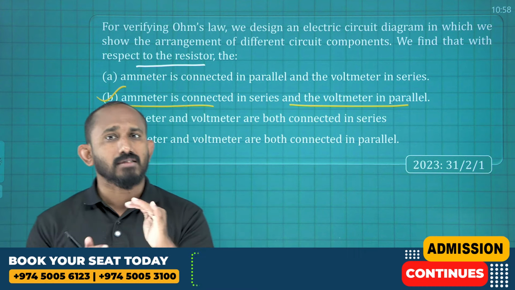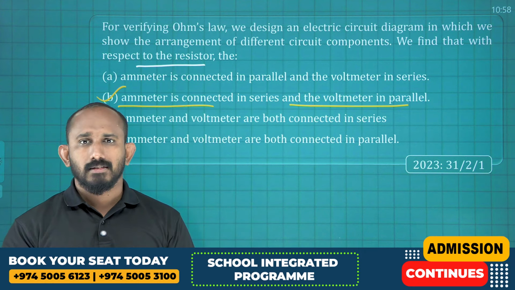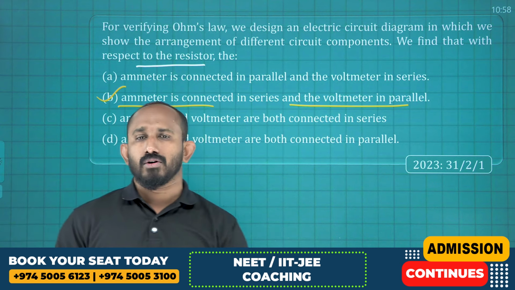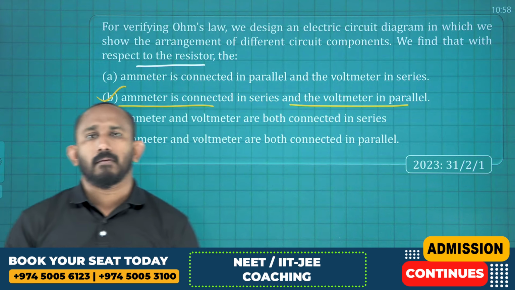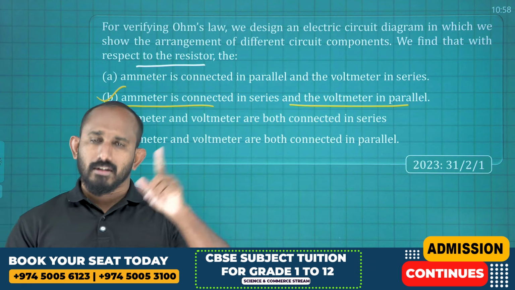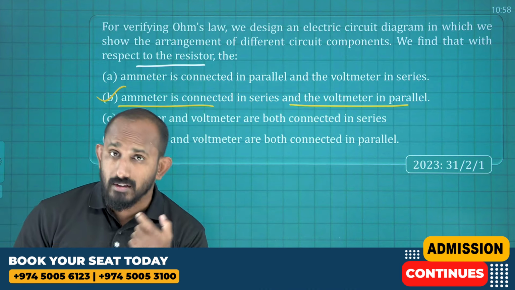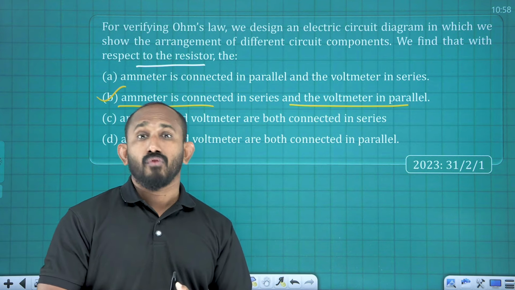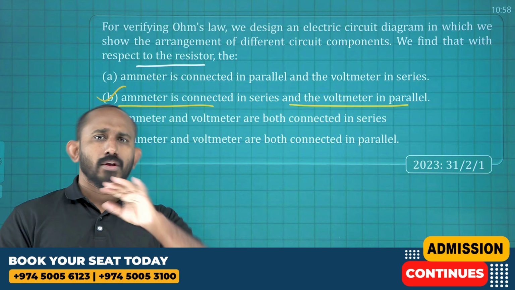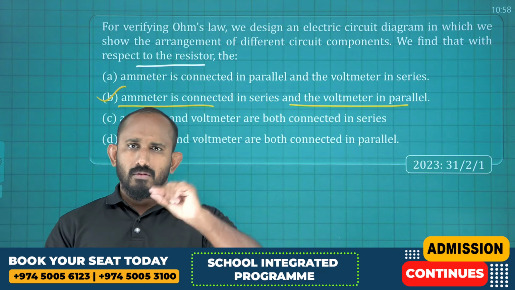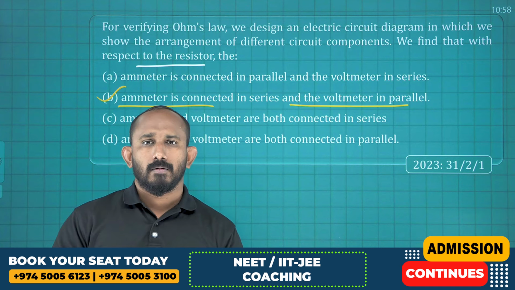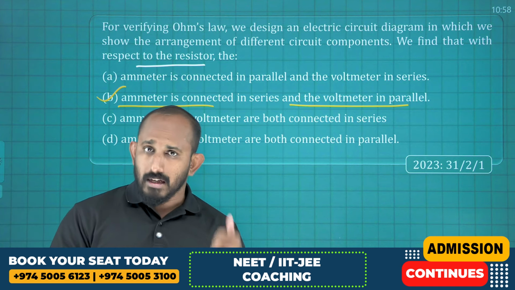The voltmeter is a high resistance device. Hence, if it is connected in series, the net resistance increases and the least current will pass through. Hence, it is connected in parallel. So why are they connected in series and parallel? If anybody has doubts, it is because the ammeter is a low resistance device and the voltmeter is a high resistance device. If a high resistance is connected in parallel, there is no change in resistance, because the same current will pass through it. Let's go to the next question.